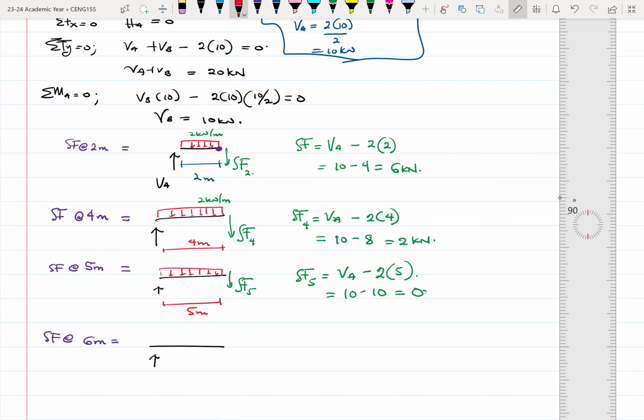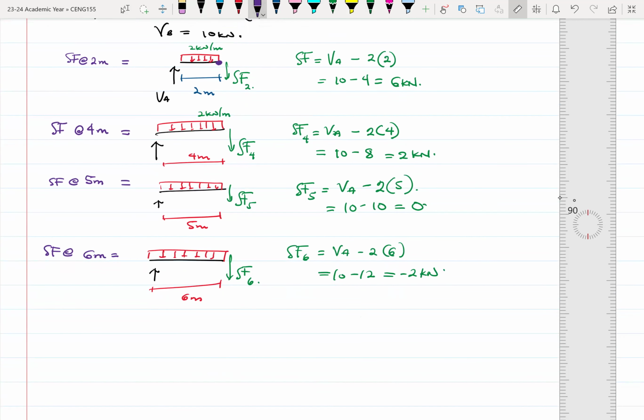Right. So you can see that things look very similar. This is 6 meters distance. We want to find the shear force at 6 meters. So shear force at 6 meters will be equal to VA minus 2 times 6. So that will be 10 minus 12. This will give us minus 2 kilonewtons.